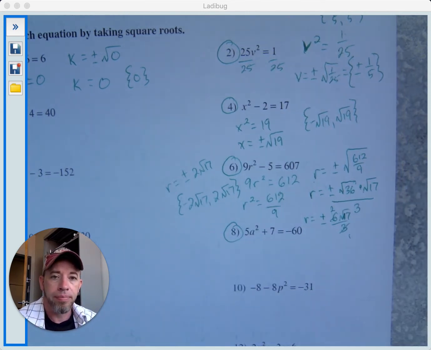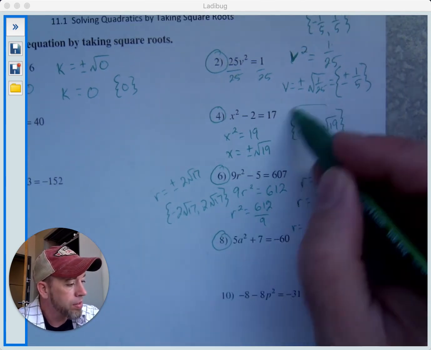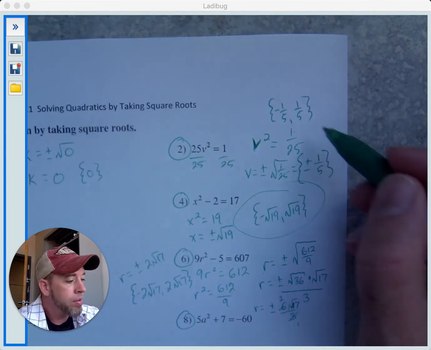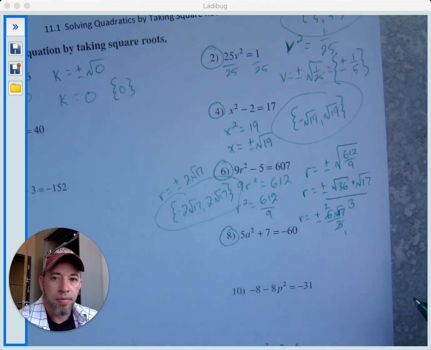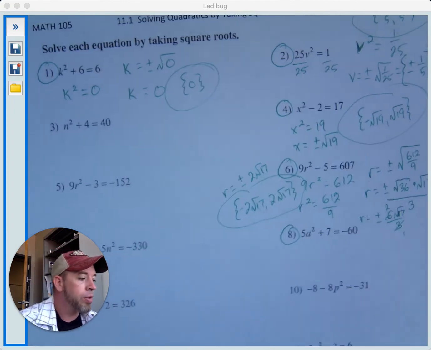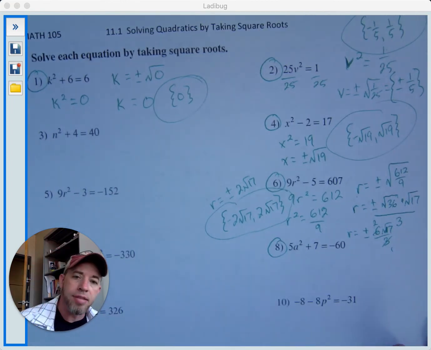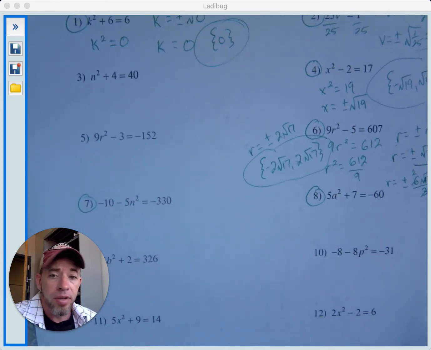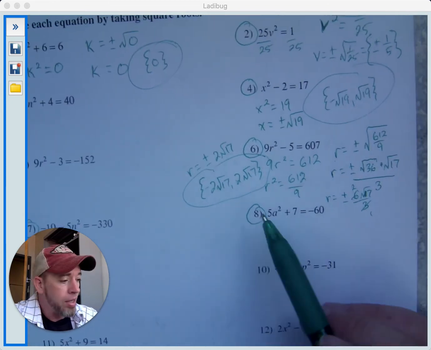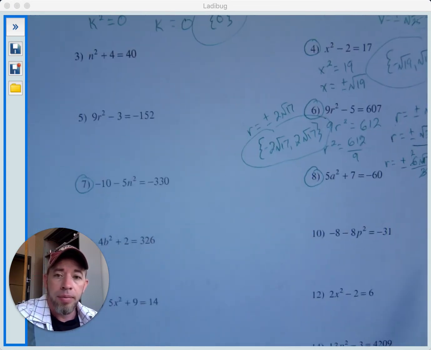All right, so maybe I should put some circles around these. There we go. And this one. All right, we've done 4 out of 6. We have 2 left. I try to give a variety of examples here, some where you have to simplify quite a bit like we did here. But let's look at this one.